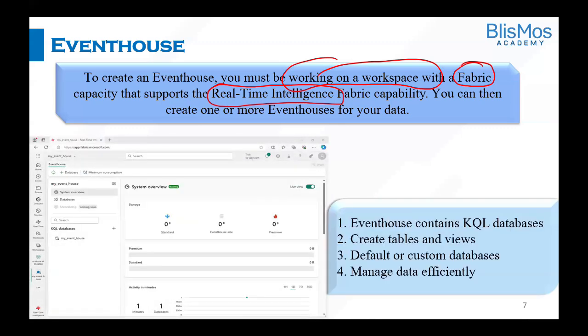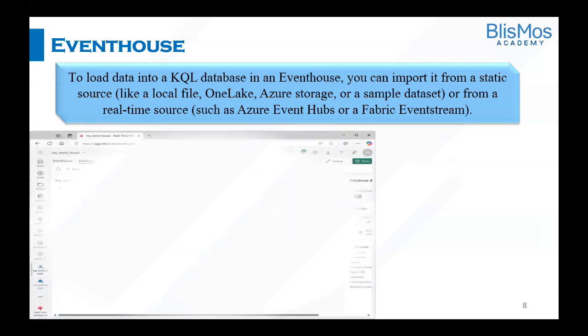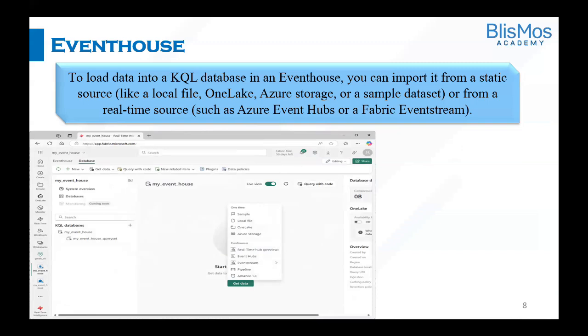Okay. So basically, any organization which has a real-time capacity, only in that Fabric account will be able to create an event house. Okay. Then once we create an event house, you can import the data from various places. We'll anyway discuss that. Okay.